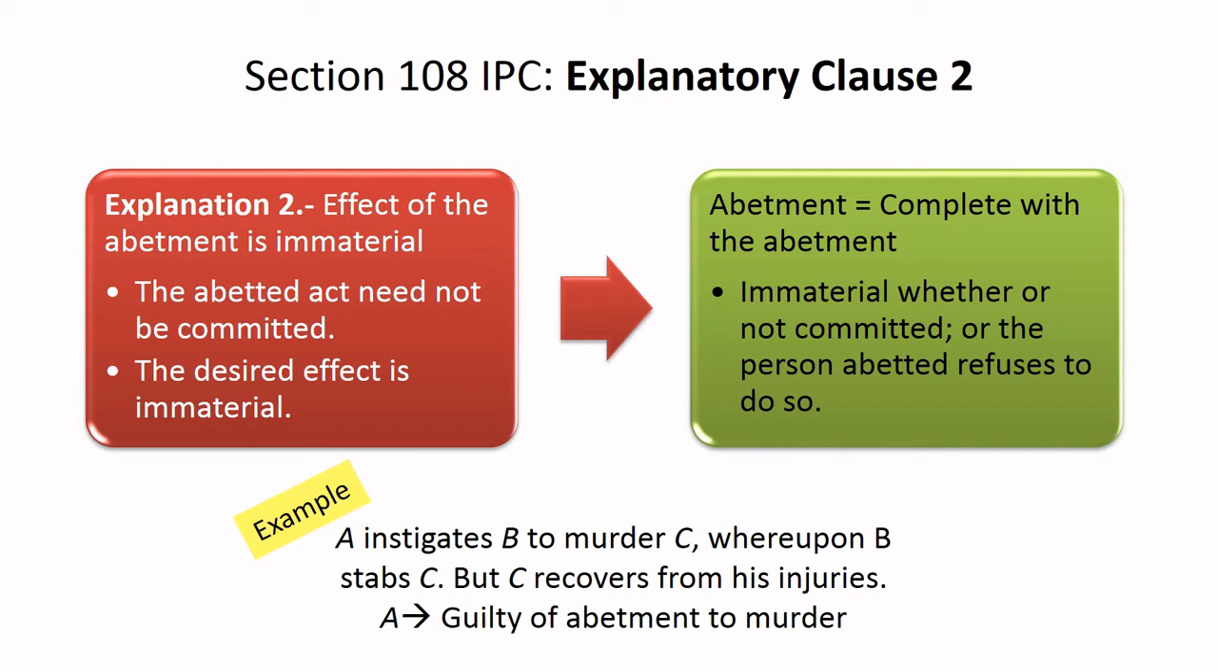Explanation 2 says, effect of the abetment is immaterial, which means the offence of abetment is complete as and when the abetment is complete. The abetted act need not be committed. The desired effect is immaterial. Example, A instigates B to murder C, whereupon B stabs C, but C recovers from his injuries. Here, law says, by virtue of this explanation, A is guilty of abetment to murder and not any other offences like hurt. I think you got the answer to the opening question by now.